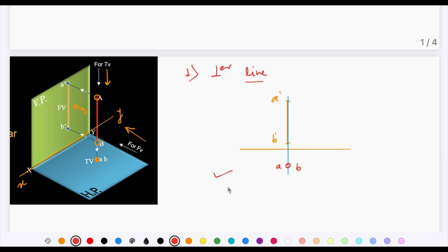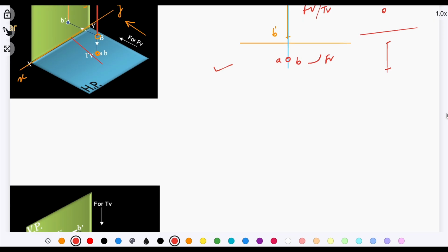We can reverse this scenario. The line could be parallel to HP and perpendicular to VP. In that case, this front view will be replaced by the top view, and this top view will become the front view. So the solution is going to be a point in the front view and a straight line in the top view.